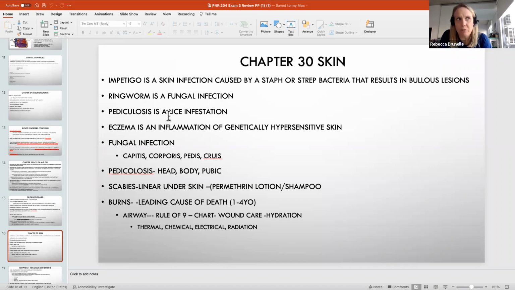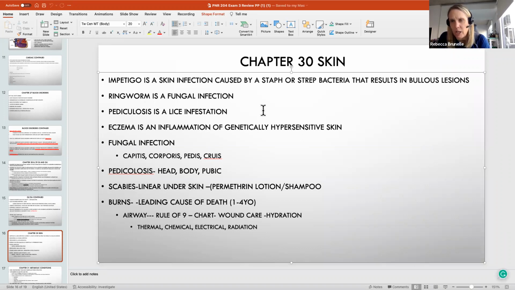Ringworm is a fungal infection. Pediculosis is a lice infestation, and this can be hair on your head. It can be pubic lice. You can have body lice. I would recognize that this word here just refers to lice. And then fungal infections, you can have jock itch, athlete's foot. You can get fungal infections in your skin folds.